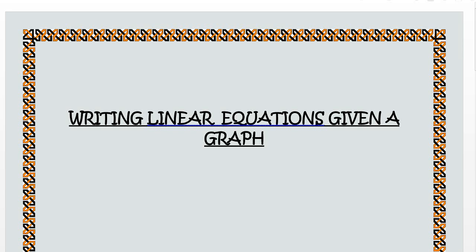We are looking at a new kind of concept here with linear equations. We are now going to be given a graph and we've got to produce the equation, okay? So if you can produce a graph from an equation, you can then produce an equation from a graph. It's like working backwards. It's nothing new. We always like to work backwards in math, all right?